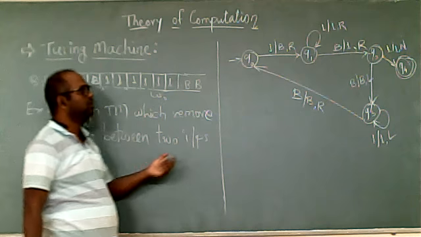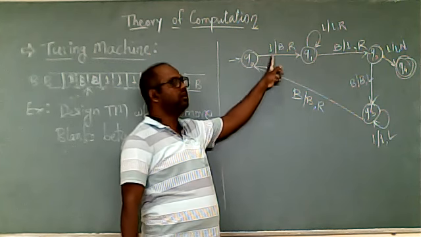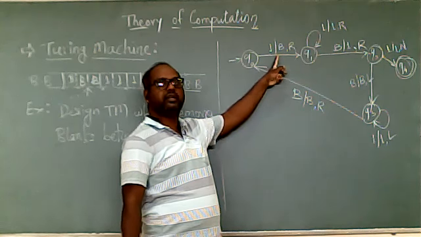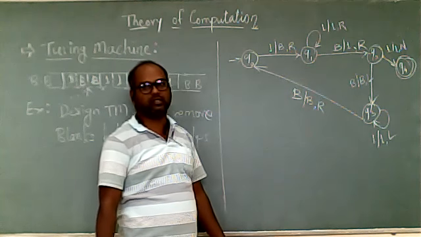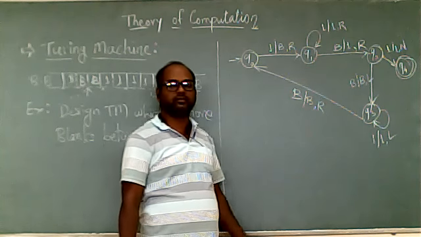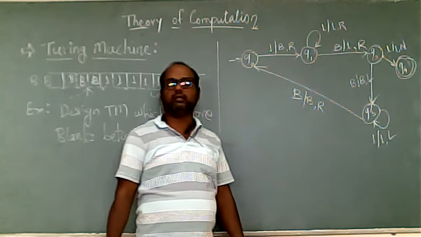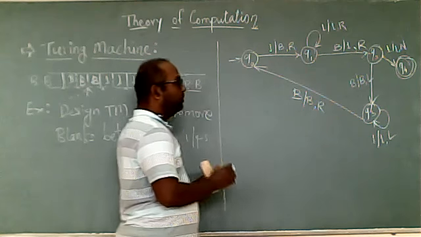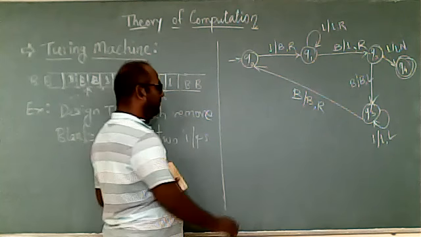Now this is what your transition function: input symbol, replacement, update, and the head movement. That is the left, right, or no operation. So this is the Turing machine for removing blanks between two inputs. Now we have to write the definition again and the transition table.